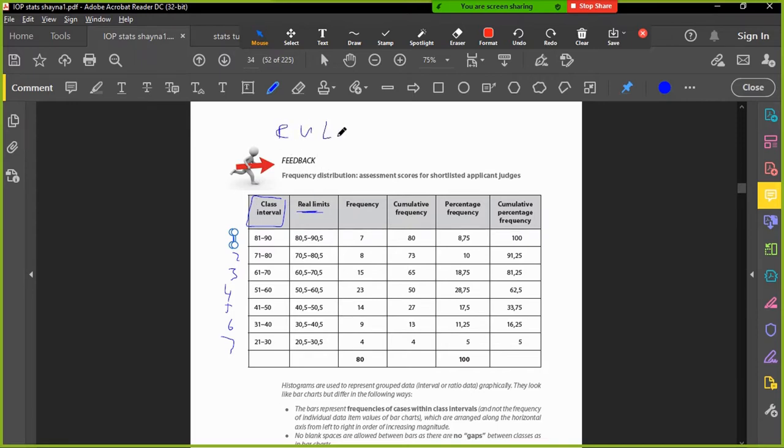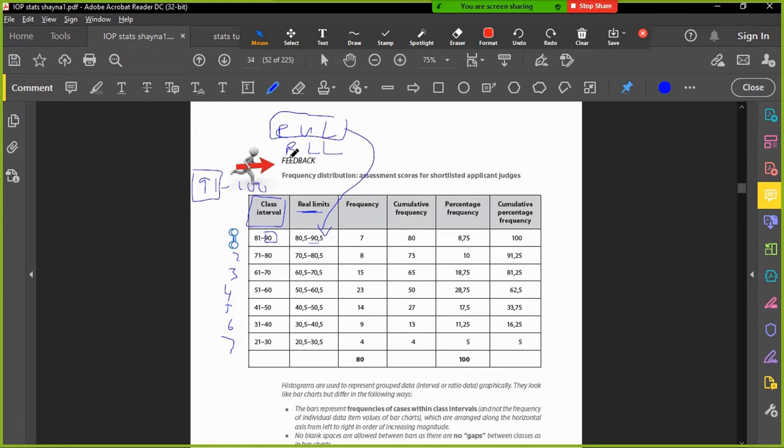Okay, how do I get the real limit? Let's start with the real upper limit. I need to look at the next interval, which would be 91 to 100. So 91 and 90. What's 91 plus 90? 181, divided by 2, is 90 and a half. Do you see how to get that?